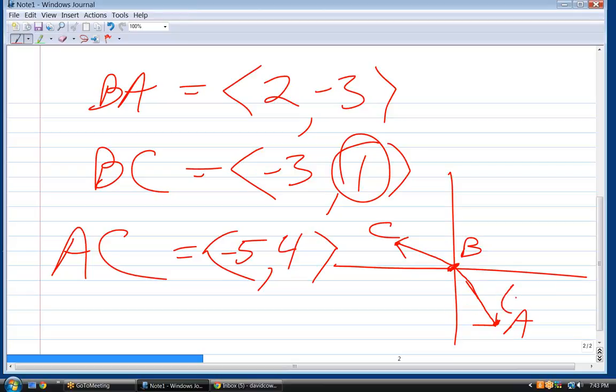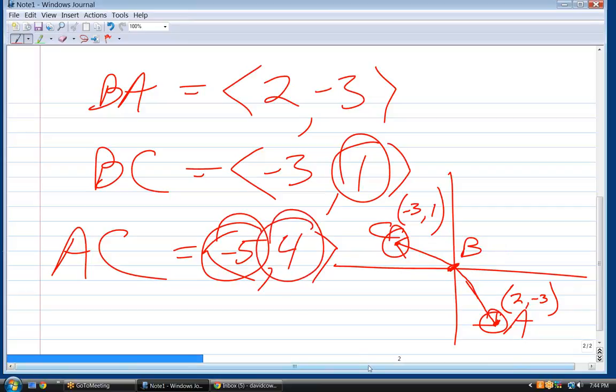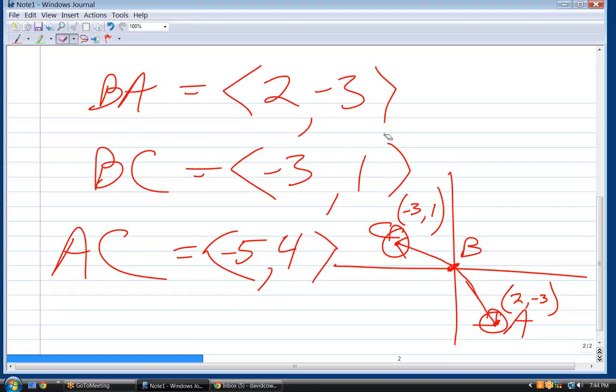To get from vector A, which is 2 comma minus 3, this point, to this point C, which is minus 3 comma 1, well, how do I get from A to C? I got to go 2 units to the left plus another 3 units. So I got to go 5 units to the left. And I got to go 3 units up plus another 1. I got to go 4 units up. Okay, yeah, that makes sense. Visually it makes sense.